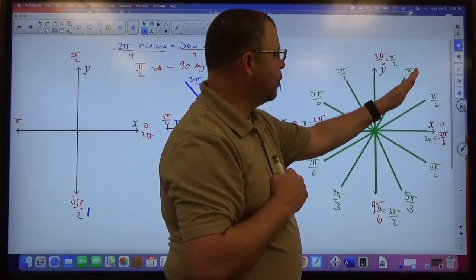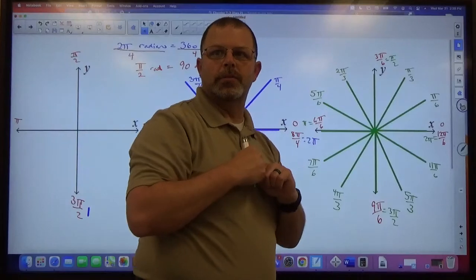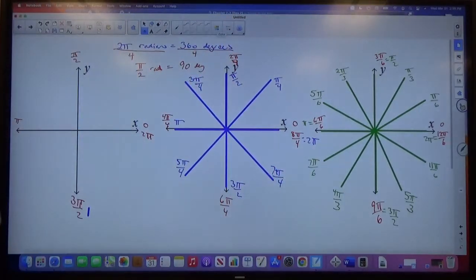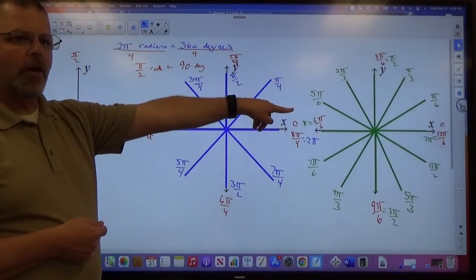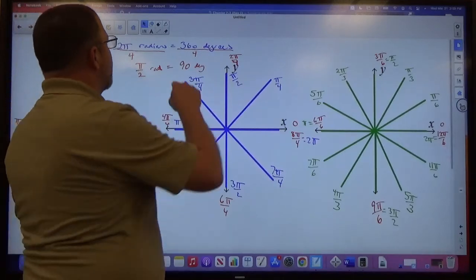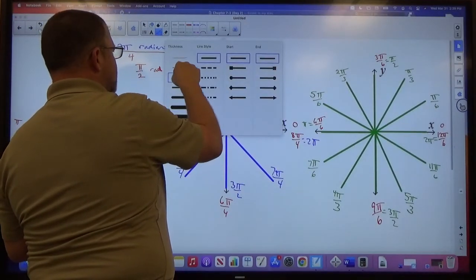1 pi over 6, 2 pi over 6, 3 pi over 6, 4 pi over 6, 5 pi over 6. Just reduce the ones that reduce. All right, there's all our pi over 6s. And then finally, your pi over 3s are involved in that right there. Let me show you. That's too big. Let's go thinner.